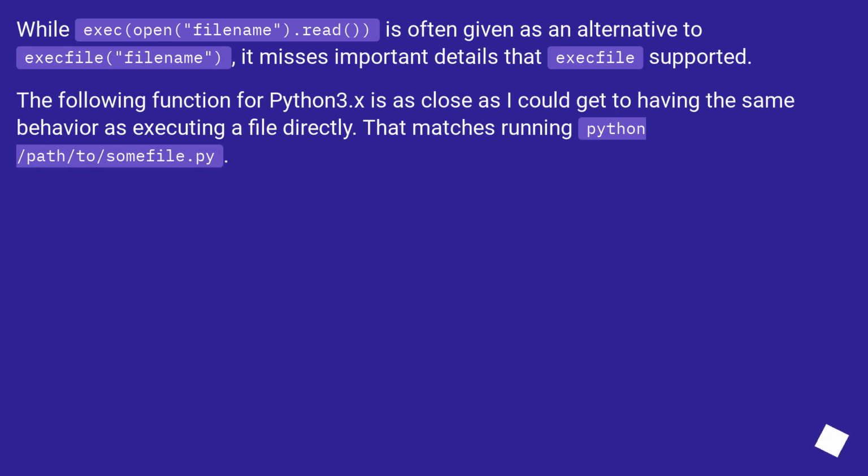While exec(open(filename).read()) is often given as an alternative to execfile(filename), it misses important details that execfile supported. The following function for Python 3.x is as close as I could get to having the same behavior as executing a file directly. That matches running python /path/to/somefile.py.